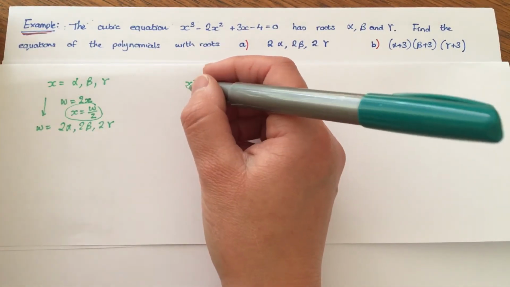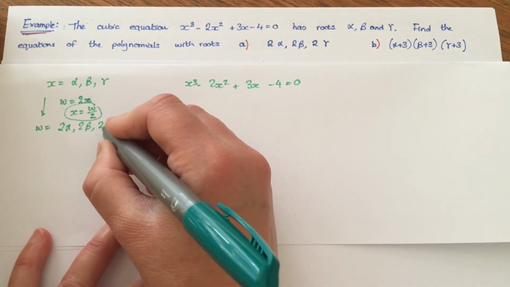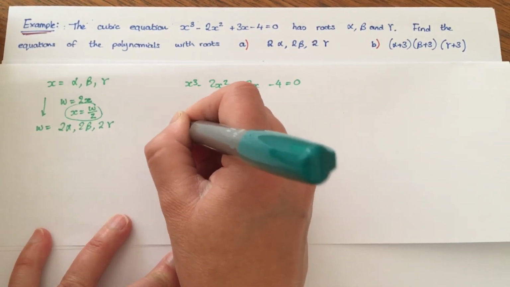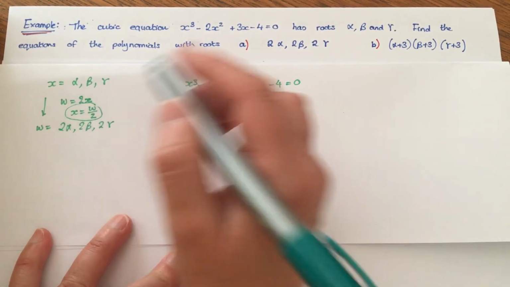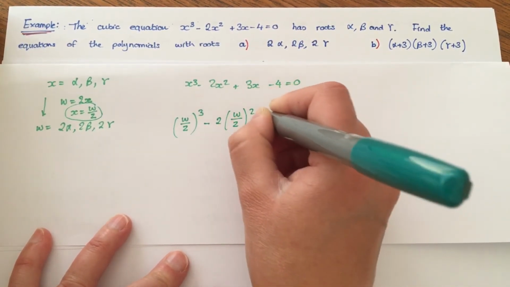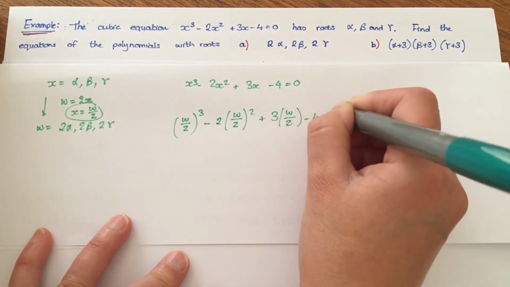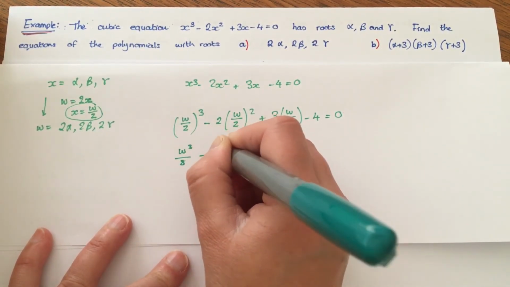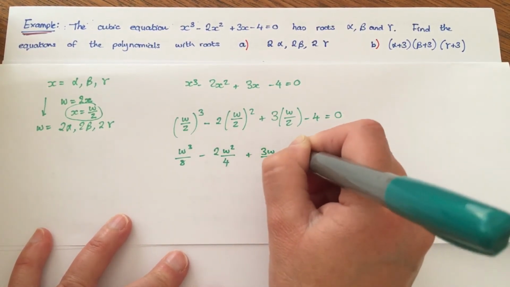So actually I'm not really using any of the results for the sum, product, etc. of the roots. So for this new equation with roots 2 alpha, 2 beta, 2 gamma, I know that it's w over 2 cubed, because x is w over 2, which we found out by looking at what's going on, minus 2 lots of w over 2 squared plus 3 w over 2 minus 4 equals 0. So w cubed over 8 minus 2w squared over 4 plus 3w over 2 minus 4 equals 0.